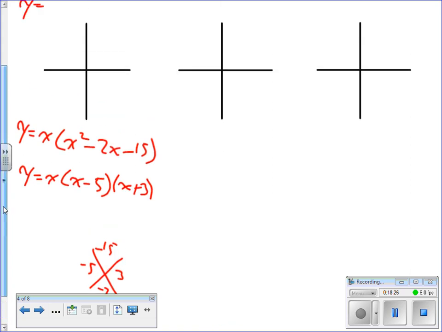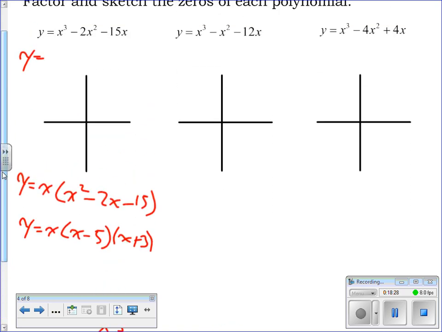And I'm going to go and scroll up and rewrite my whole factored answer here, just so I have it up at the top. X minus 5, x plus 3. Okay. Where are my zeros? I get a 0 at 0. Second term, I get 0 at 5. Last term, I get 0 at negative 3.